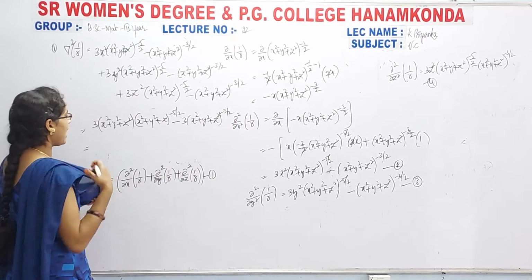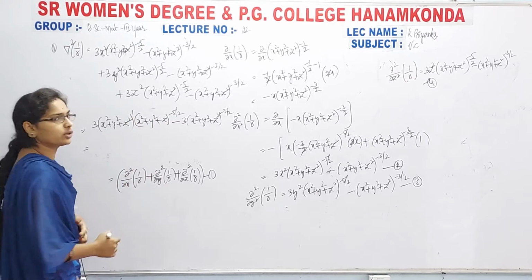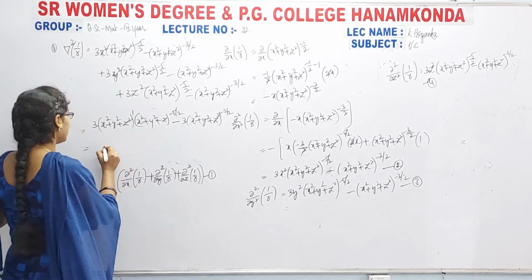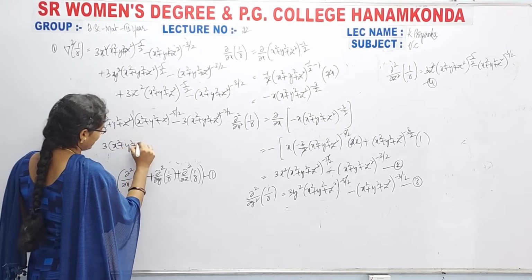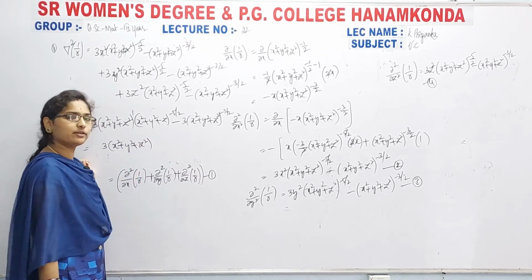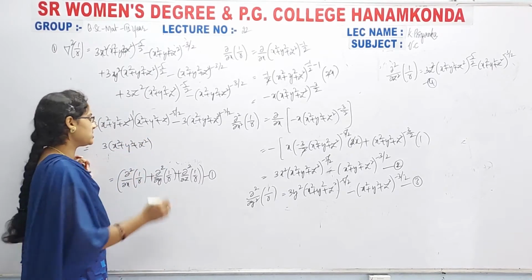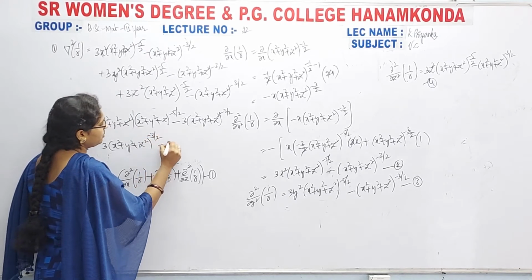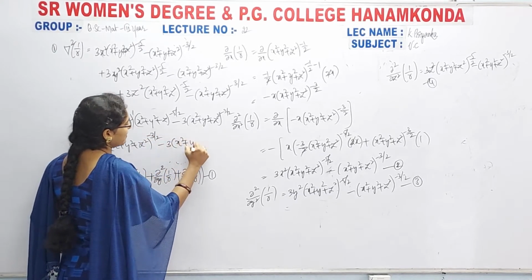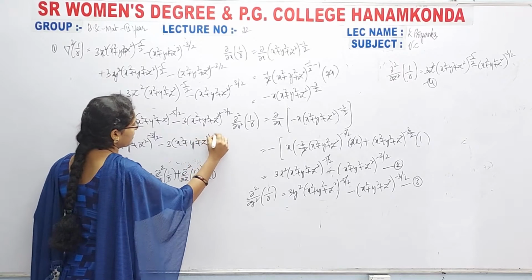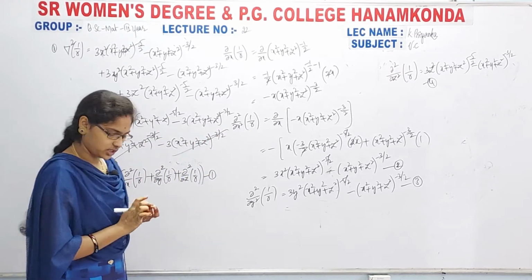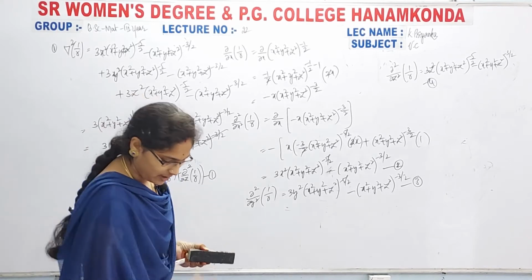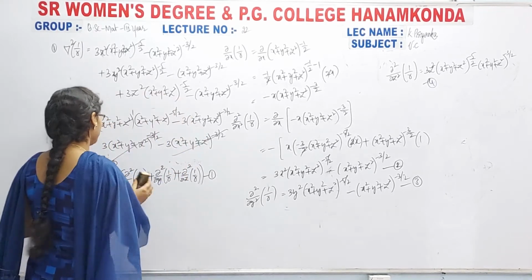Now here I have it whole to the power of 1 and here whole to the power of minus 5 by 2. Then we get 3 of (x square plus y square plus z square), the bases are equal so the powers should be added. So 2 minus 5 is minus 3 by 2, minus 3 of (x square plus y square plus z square) whole to the power of minus 3 by 2. So both will be cancelled. Therefore the answer, that is grad square of 1 by r, is equal to 0.